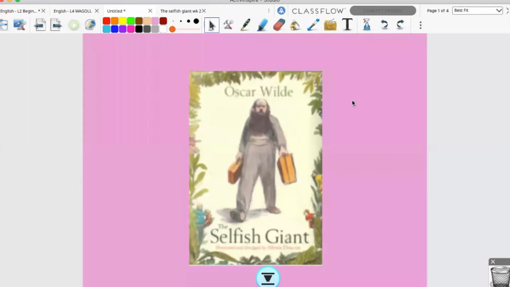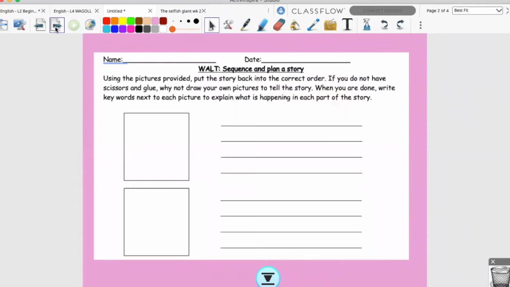This week we are continuing our work on the book called The Selfish Giant, written by Oscar Wilde. In this session, you're going to be sequencing and planning a story. On your worksheet it says, using the pictures provided, put the story back into the correct order. If you do not have scissors and glue, why not draw your own pictures to tell the story?